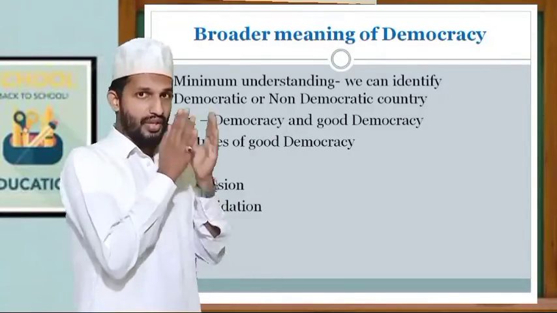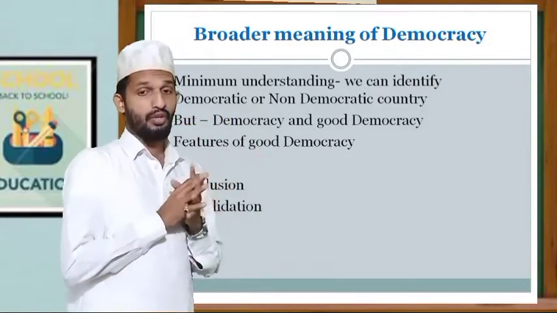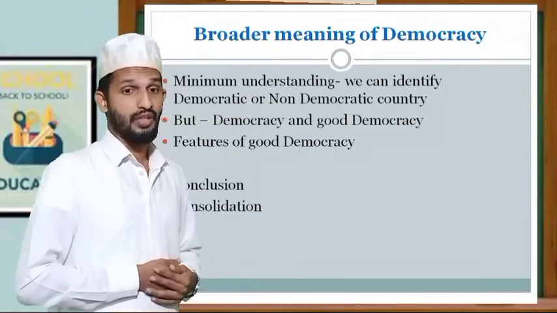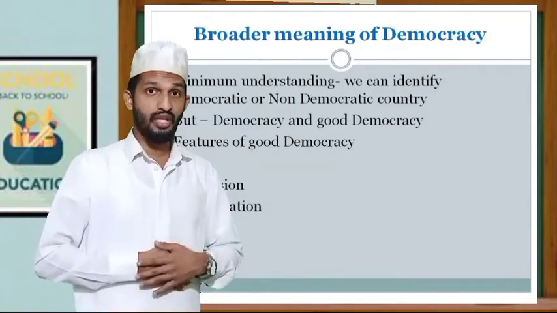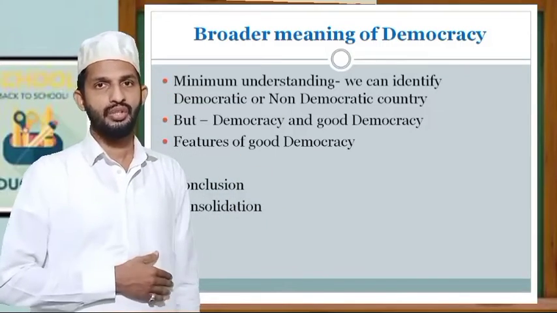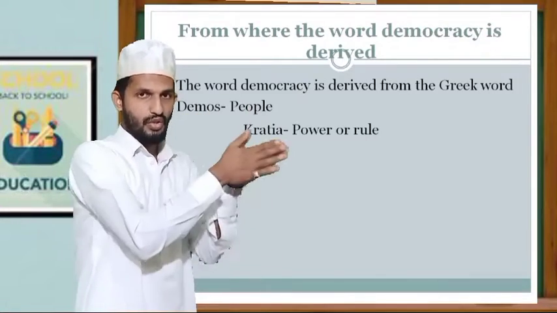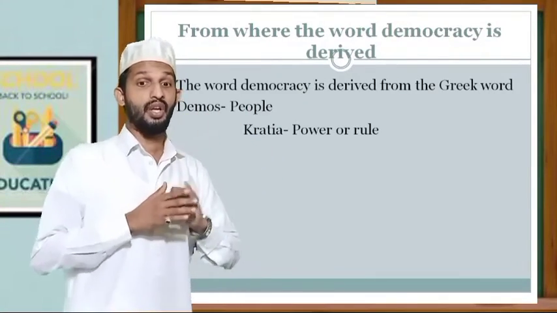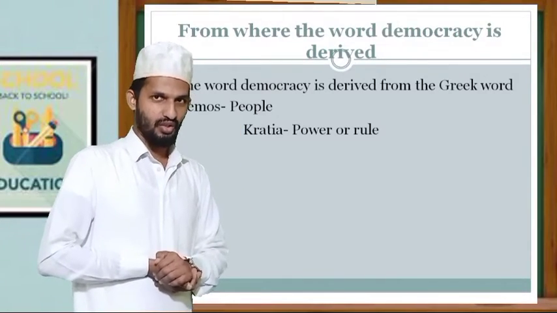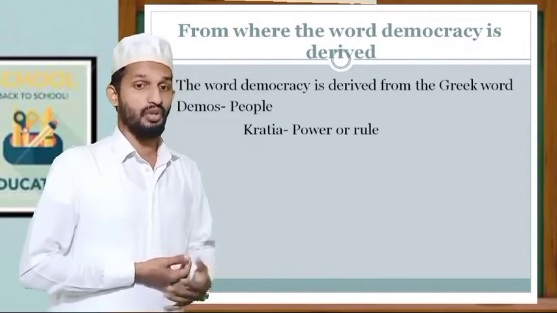First of all, we will study the broader meaning of democracy, the minimum understanding. We can identify democratic and non-democratic countries, and the good democracy and bad democracy, the features of good democracy. Then we will have a conclusion and a summary or consolidation. So we start with the first point, from where the word democracy derived. We will go to the first question and answer.